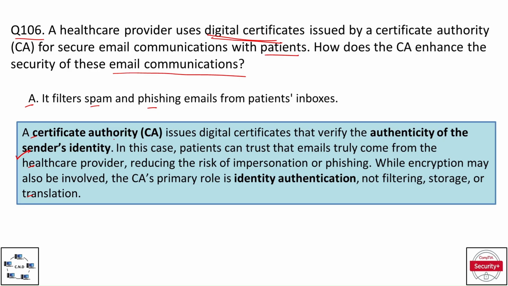A CA, or certificate authority, issues digital certificates that verify the authenticity of the sender's identity. In this case, patients can trust that emails truly come from the healthcare provider, reducing the risk of impersonation or phishing. While encryption may also be involved, the CA's primary role is identity authentication, not filtering, storage or translation.